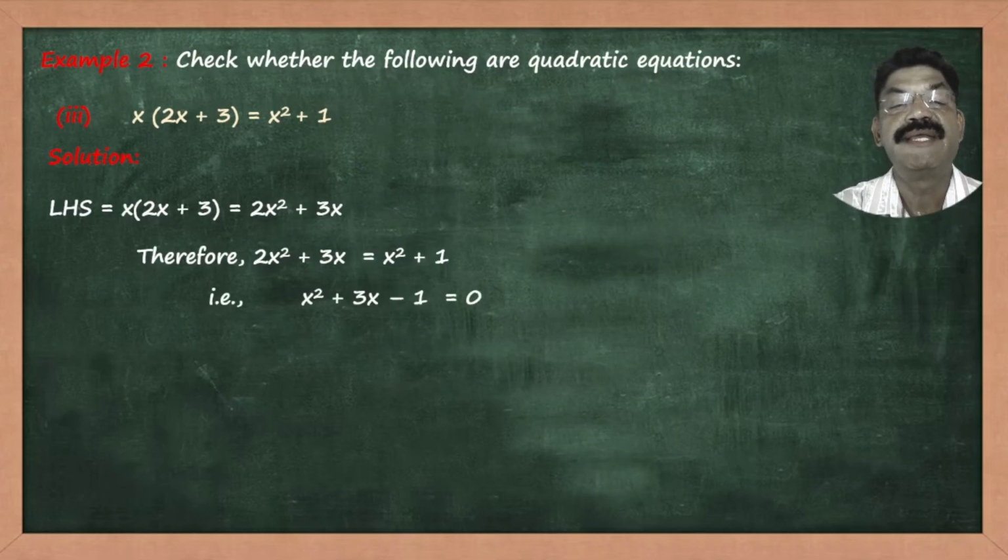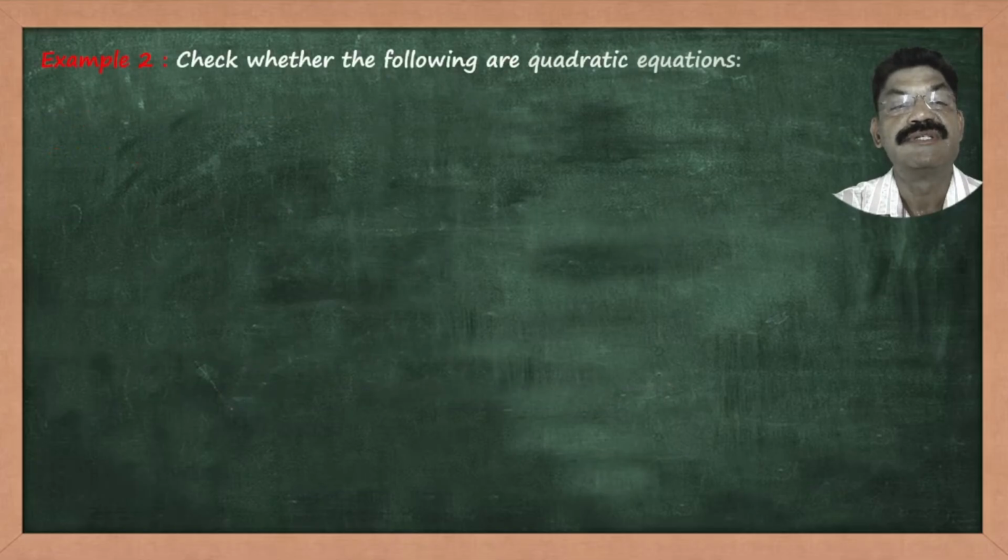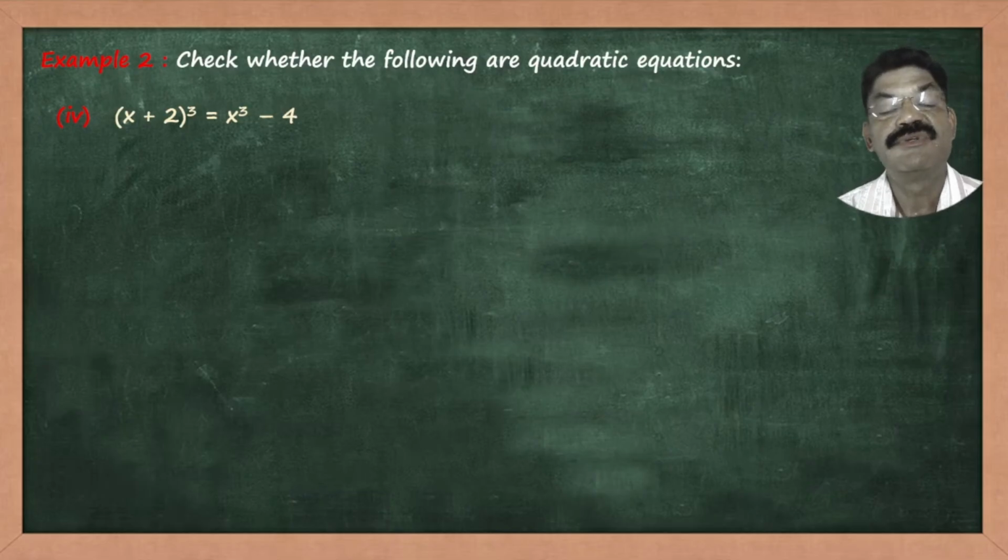Obviously, it is of the form ax square plus bx plus c is equal to 0. Therefore, it is a quadratic equation. Clear. Fourth sum. (x plus 2) whole cube is equal to x cube minus 4. It seems to be a cubic equation, but immediately we should not come to the conclusion. As I told, we have to expand it.